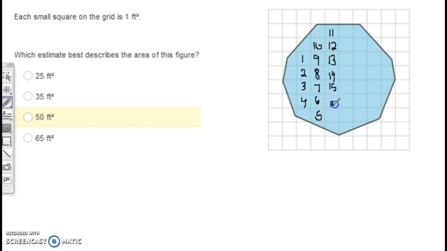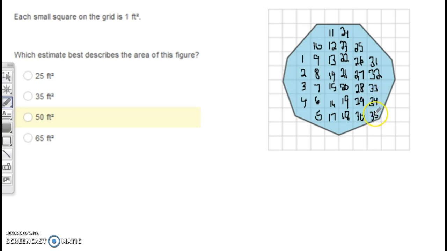Now keep in mind you wouldn't have to write this in here. You just have to count. You're just estimating. So you would just go through and count these. This is a really great test-taking strategy. Anytime it's multiple choice and you can't quite remember how to use the formula correctly, you can always count square units for area.